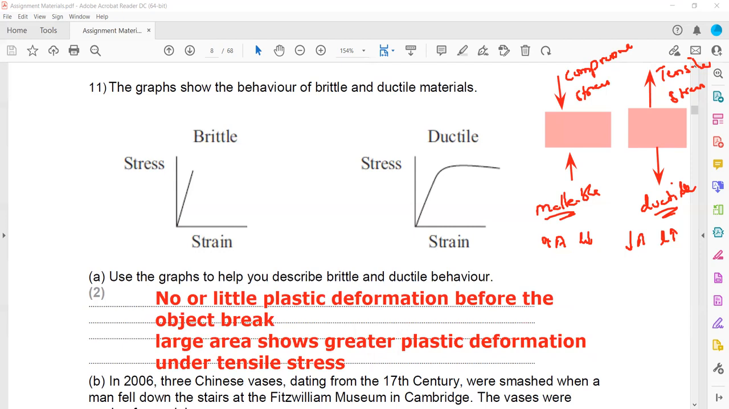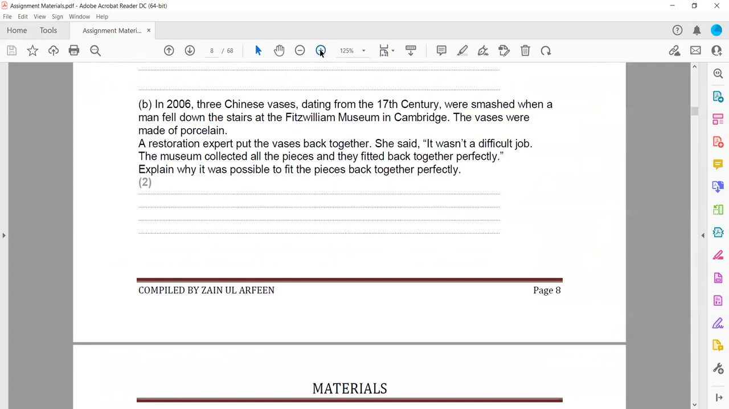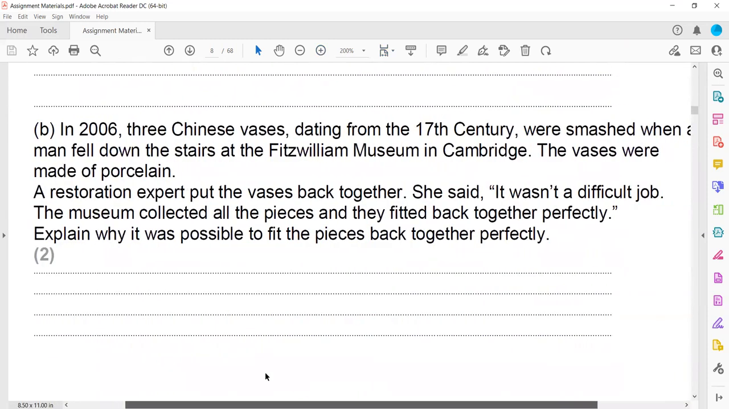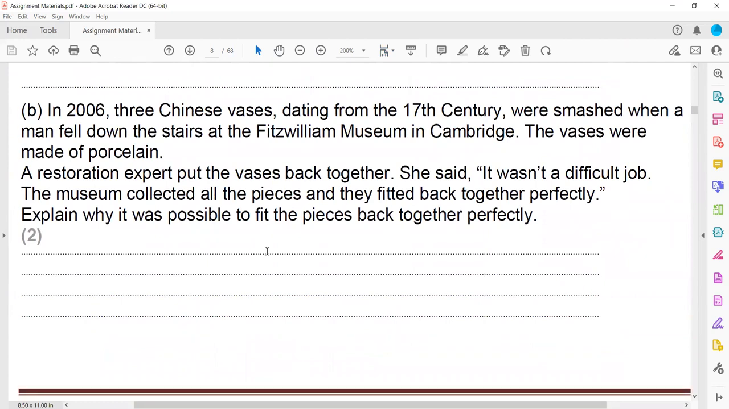Next is, in 2016, three Chinese vessels dating from the 17th century were smashed when a man fell down the stairs, and a restoration expert put the vase back together, and she said it wasn't a difficult job. The museum collected all the pieces and they fit them back together perfectly. Explain why it was possible to fit the pieces together perfectly.